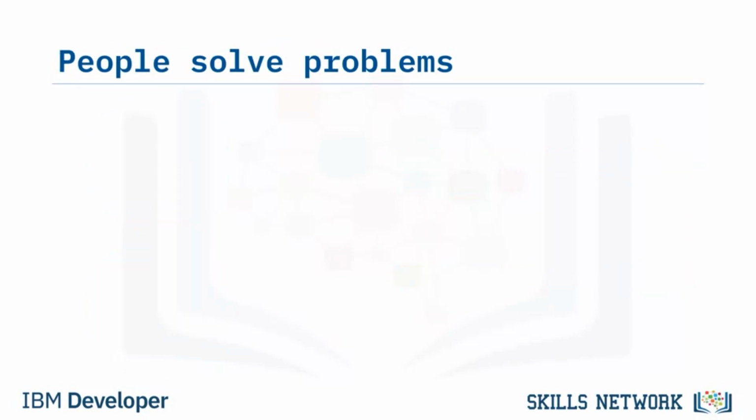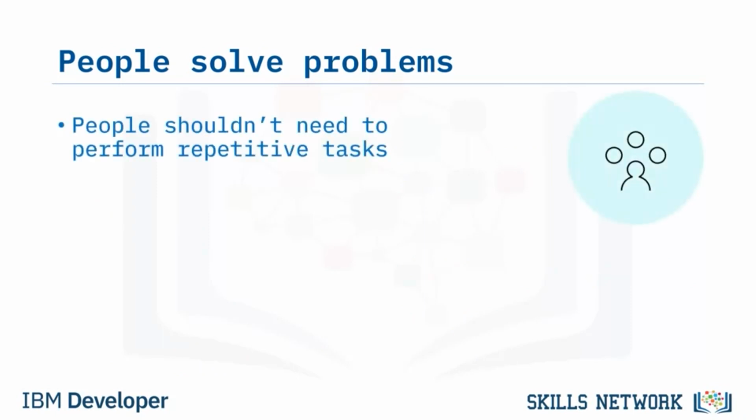The third key principle is knowing that people are great at solving problems, but not so good at repetition. So people shouldn't be required to perform repetitive tasks. In fact, people are terrible at performing repetitive tasks. They get easily bored and distracted.